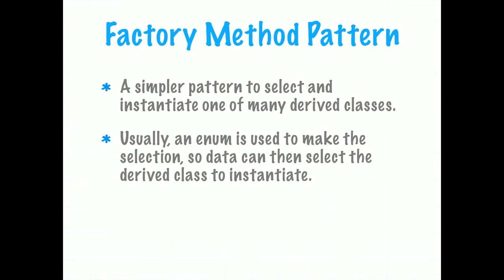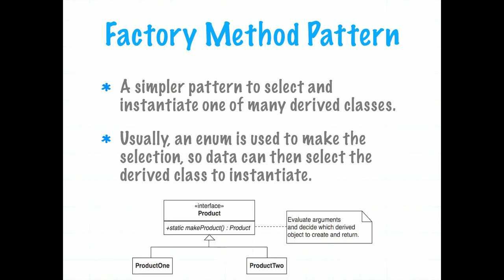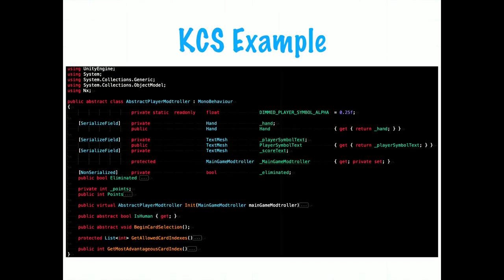This one's pretty simple. All of the players in Kansas City Shuffle can either be a human, or an easy AI, or a hard AI, or none. And so all you do here is use an enum to make a selection of which one is going to instantiate and populate the players on the field. And then, yeah, here we go. Again, pretty simple UML. We're not going to go too deep into this.